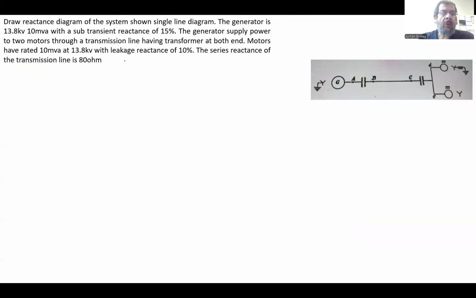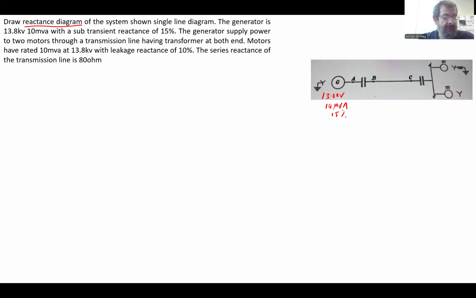It says here, draw a reactance diagram. So we want to draw the reactance diagram of this system, which is called a single line diagram. Usually we draw the reactance diagram in per unit, but the per unit has to use one common base system. Starting from the generator, this is a 13.8 kilovolt generator, 10 MVA, and it has a sub-transient reactance of 15%.